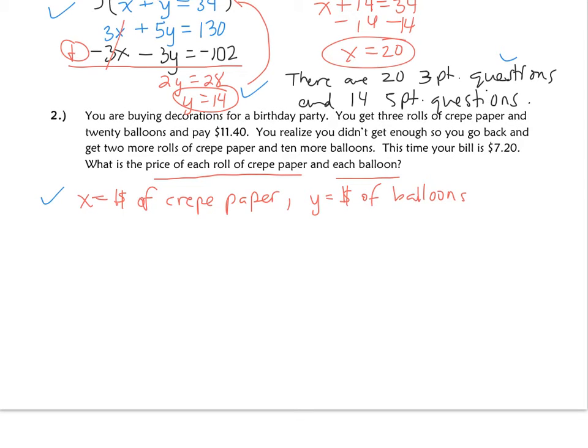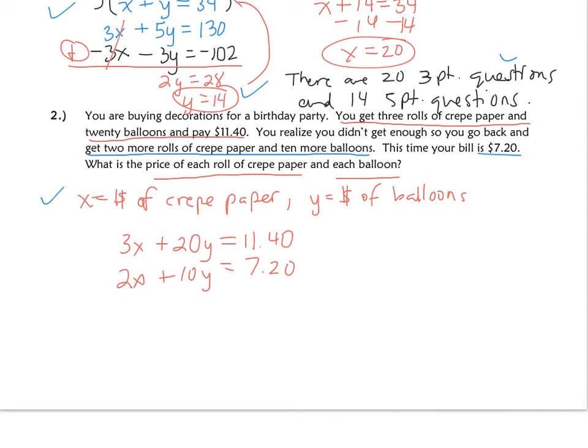So the very first one comes from the second sentence, which says you get 3 rolls of crepe paper and 20 balloons and pay $11.40. So that means 3x, 3 rolls of crepe paper, plus 20y, 20 balloons, equals $11.40. My second equation is going to come from the third sentence, which says that 2 more rolls of crepe paper and 10 balloons cost $7.20. So that means 2x plus 10y is equal to $7.20.